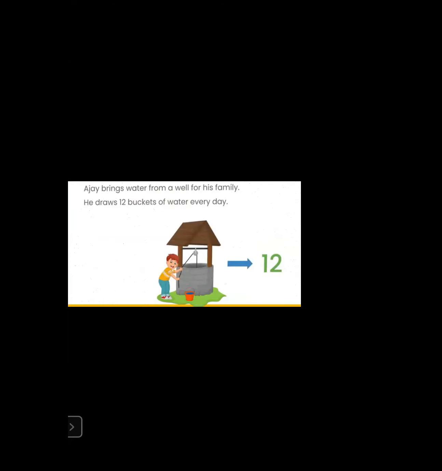In this activity, Ajay brings water from a well for his family and he draws 12 buckets of water every day. Now, the question is, he brings 12 buckets and he pours 2 buckets of water to the plants and he takes 10 buckets for his family. And the question is, how many buckets of water does he have to draw for 15 days?